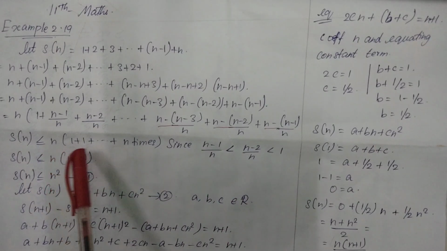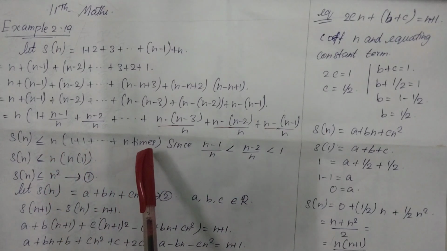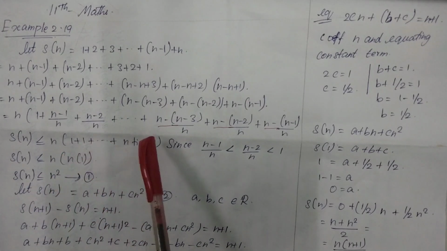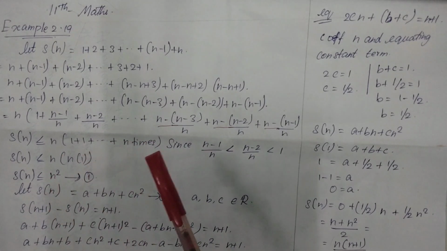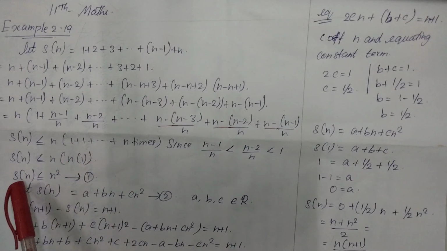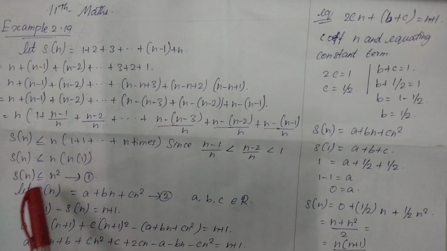Now we are adding 1 up to n times. That's why 1 added n times is 1 into n. If 2 added n times, 2 into n. 3 added n times, 3 into n. Here 1 added n times, so n into 1. Now n into n is n square. Sn is less than or equal to n square. So approximately it is considered a quadratic equation.